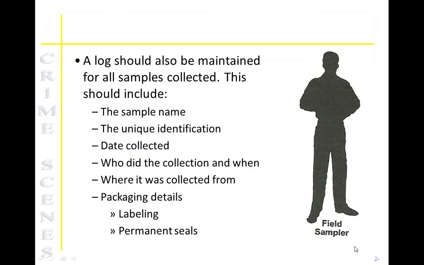So initially, starting with that sample collection, it's important to document who actually did the collection of the sample itself. And this is going to be done by noting several different things. Obviously, the sample name. Usually, it's also going to be given a unique identifier. So if it's a hair that's collected from a crime scene, it might be Exhibit 1. The date that it's collected, who did the collection, and what time they did the collection, and where it was actually collected from, if that hair was retrieved from a blanket.